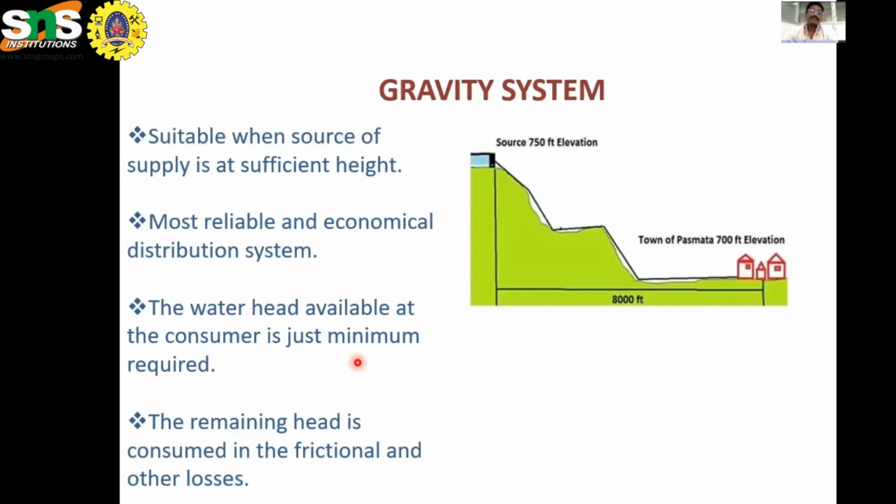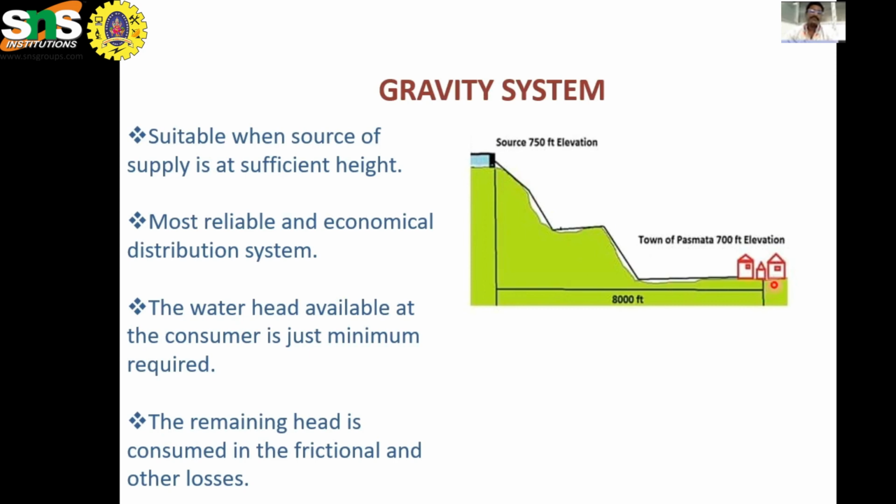The first one is the gravity system. So we have the source. Suppose you have the treatment plant here, then your supply distribution and consumers are here. Then you can go for a gravity system where there is no need of pumping. By using gravitational force, the flow from the source to the treatment plant, and from the treatment plant to the people or consumers, will be achieved. It is the most reliable and economical distribution system.